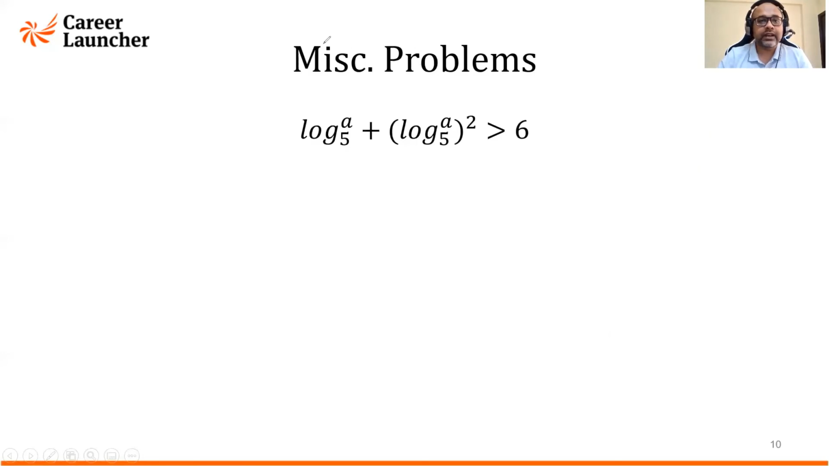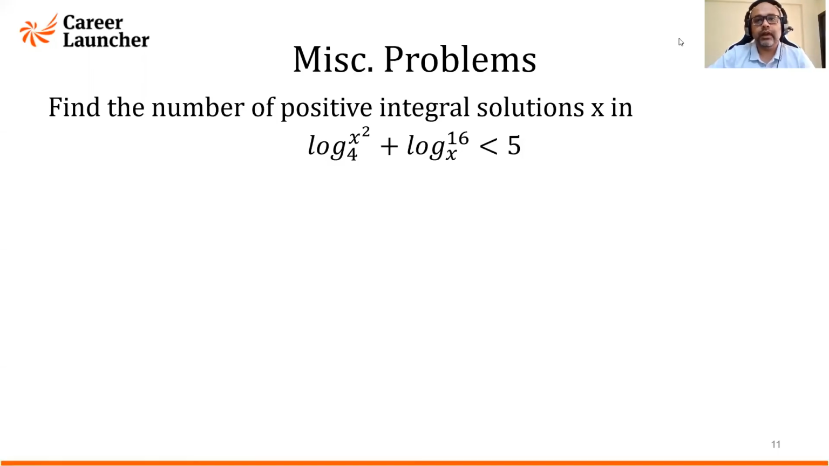Right, so let's look at the next question that we have. So guys, this is the last question. Find the number of positive integral solutions of x in this particular inequality. The first part of manipulation should be very straightforward for you. You have 2 log x base 4 plus 2 log 4 base x less than 5.